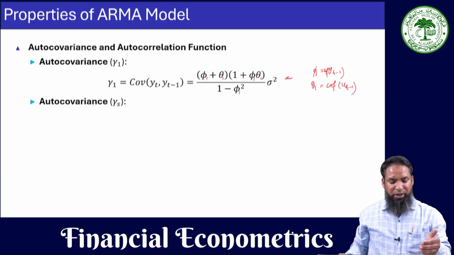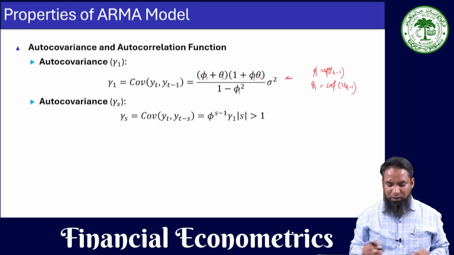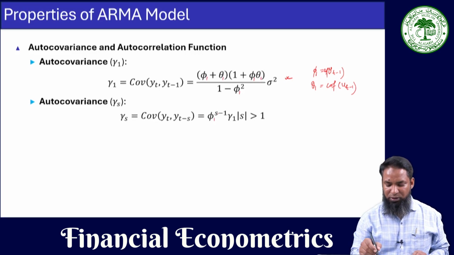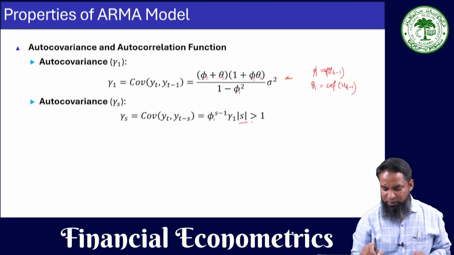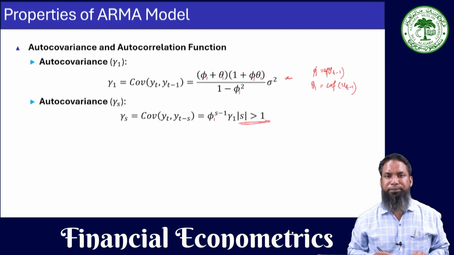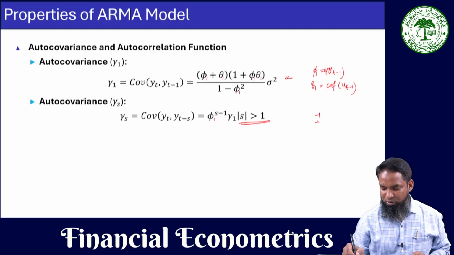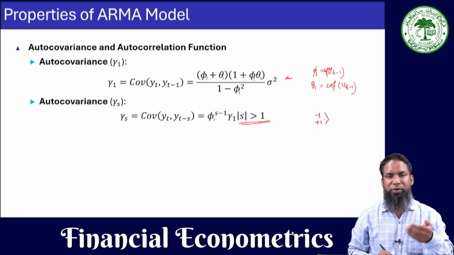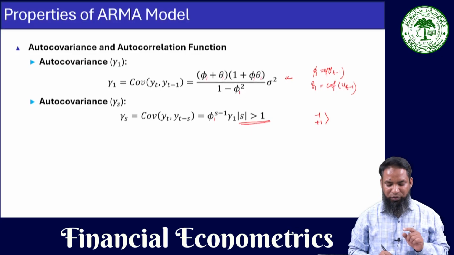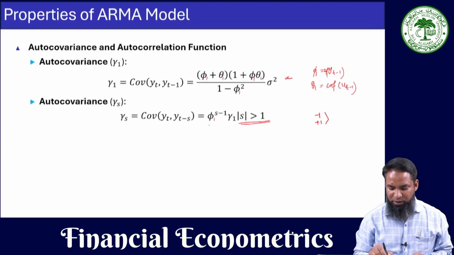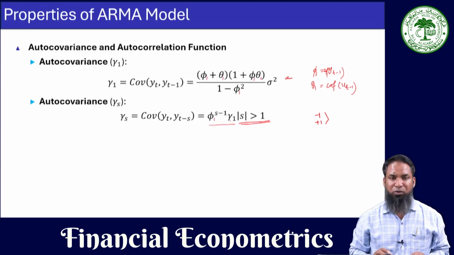For the autocovariance gamma s at lag s, we write phi 1 to the power s minus 1 times gamma 1 when s is more than 1. Why do we put the absolute value? Whether s is 1 or minus 1, in both cases we have the same autocovariance, so the autocovariance structure is symmetric. So whenever s is more than 1, we will have this particular structure of the autocovariance.